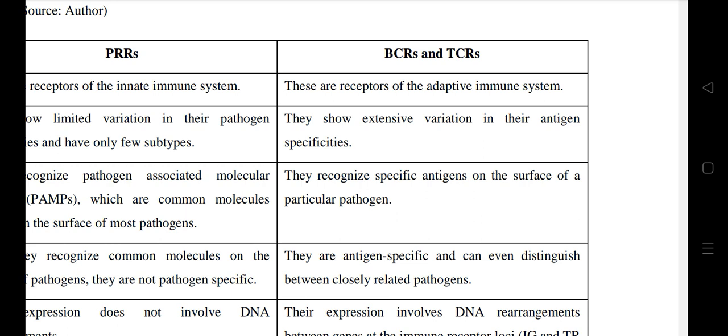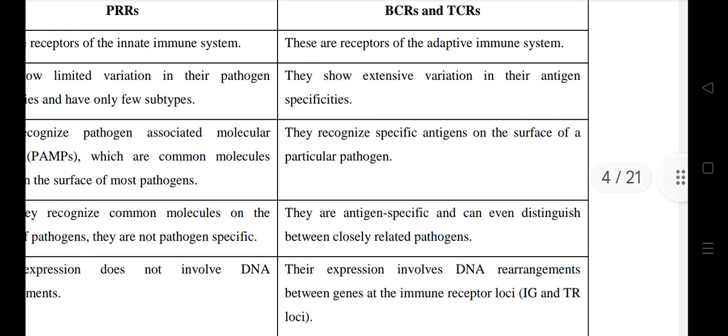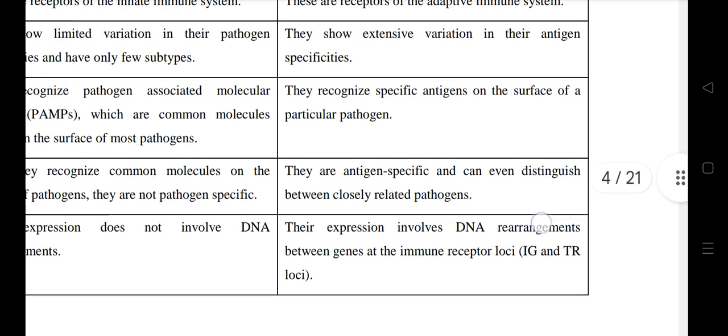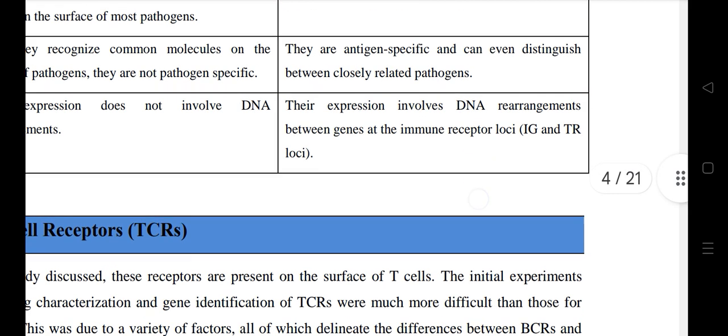Then BCR and TCR. These are receptors of the adaptive immune system. They show extensive variation in their antigen specificities. They recognize specific antigens on the surface of a particular pathogen. They are antigen specific and can even distinguish between closely related pathogens. Their expression involves DNA rearrangements between genes at the immune receptor loci, the Ig and TR loci.